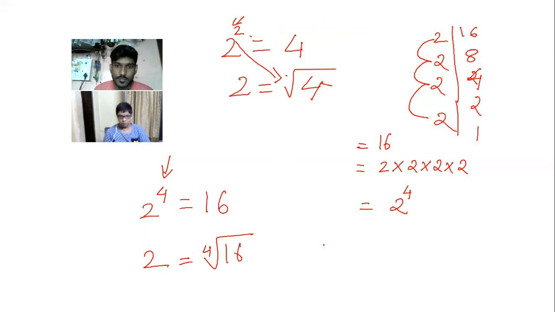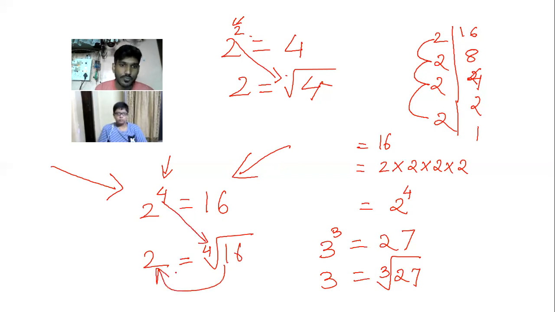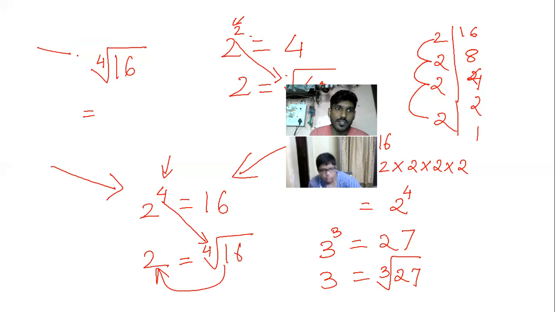Let's do some simple one. Look at this example here. 3 cube is 27. Correct? That means cube root of 27 is 3. Understood this? Yes, sir. So now look at this. 2 raised to 4 is 16. That means fourth root of 16 is 2. Do you understand? Now tell me, is this a surd or not a surd?